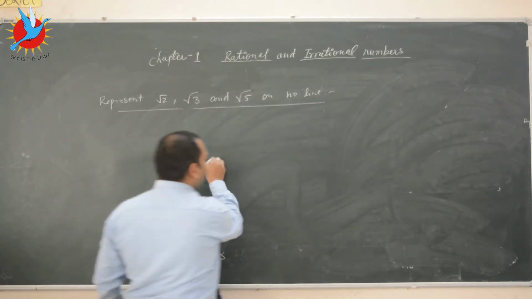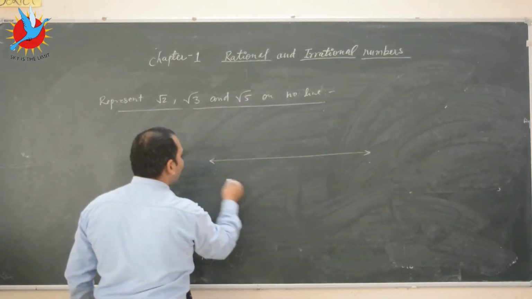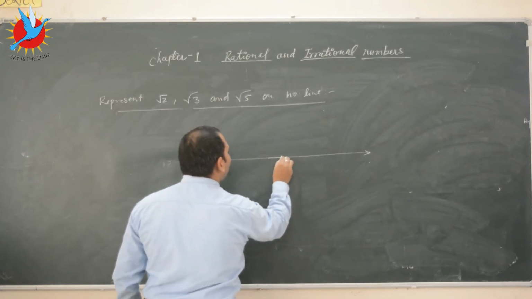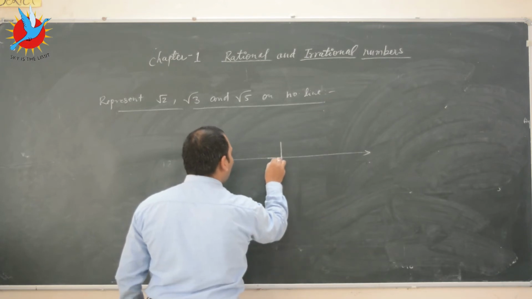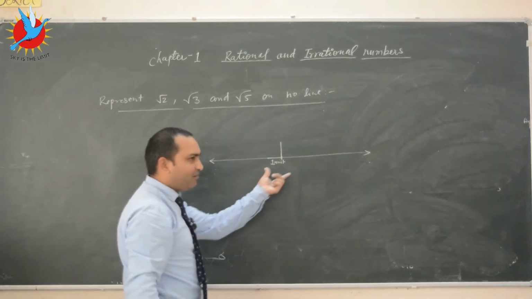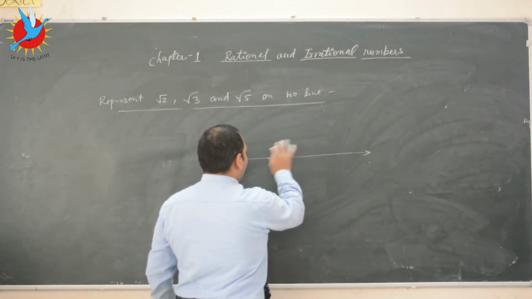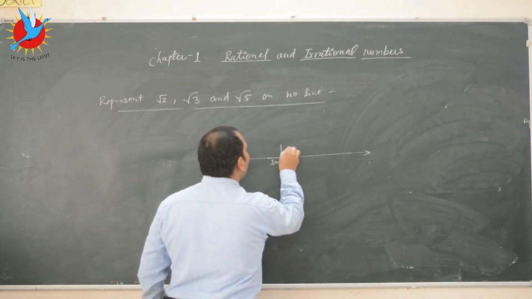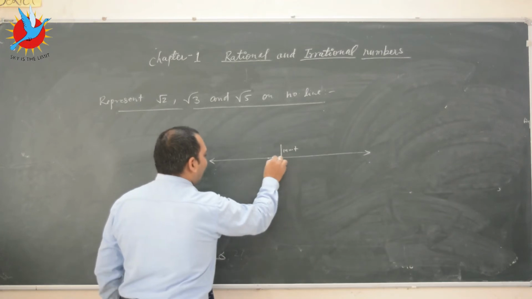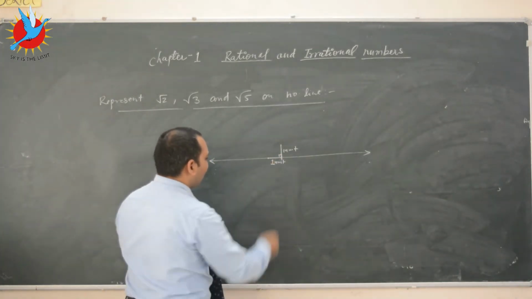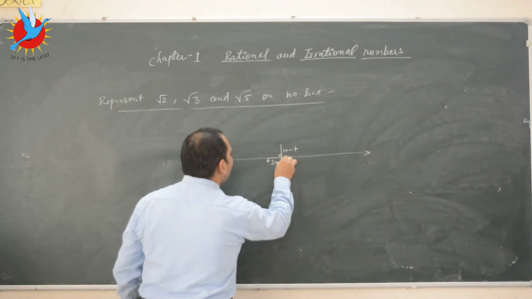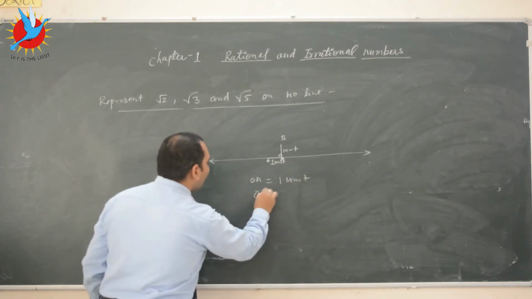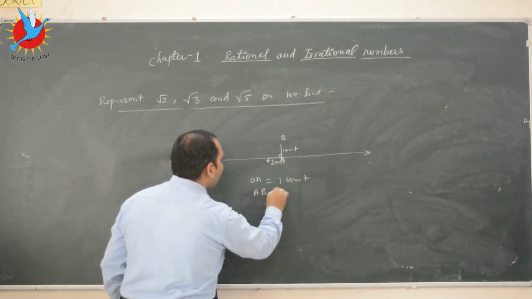Under root 2, how do we represent it on the number line? Here take 1 unit distance, and we draw a perpendicular of 1 unit from here. The unit may be centimeter, meter or decimeter. So by the Pythagoras theorem, take points O, A and B. OA is equal to 1 unit, AB is equal to 1 unit.